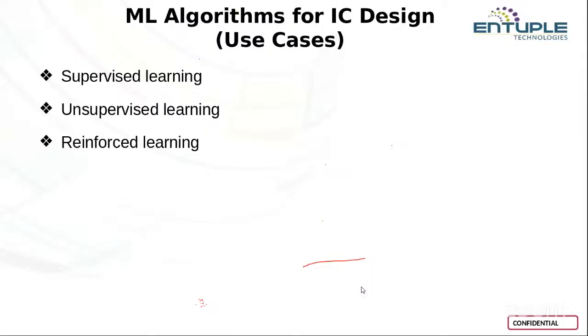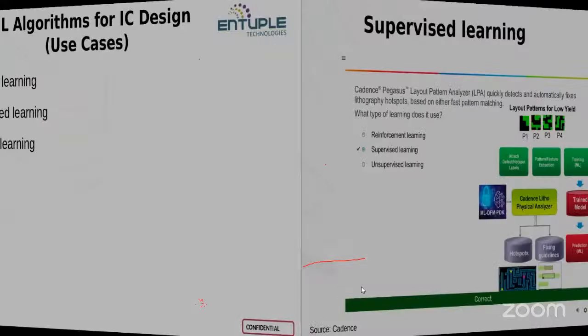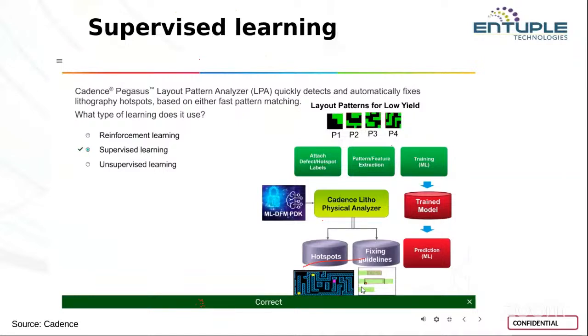So here, ML algorithms for IC design. We have supervised learning, unsupervised learning, and reinforcement learning cases. You can see supervised learning with physical analyzers. We have various layout patterns, right? Where we have Pegasus, one of the latest tools, Pegasus for the layout pattern analyzer. It will quickly detect and automatically fix lithography and manufacturing side issues.